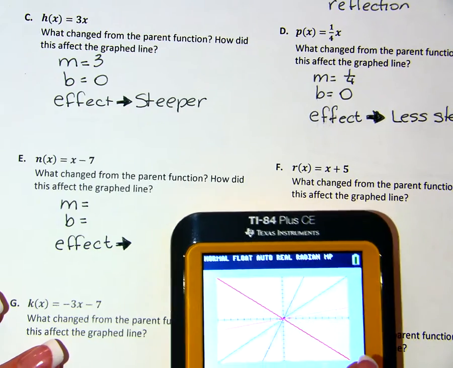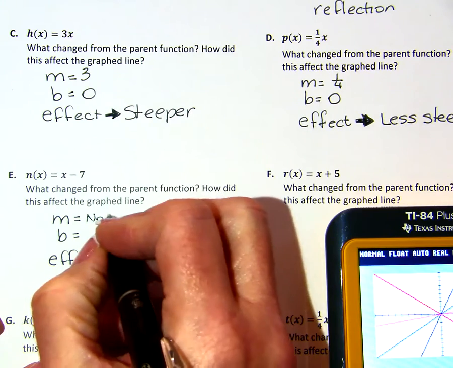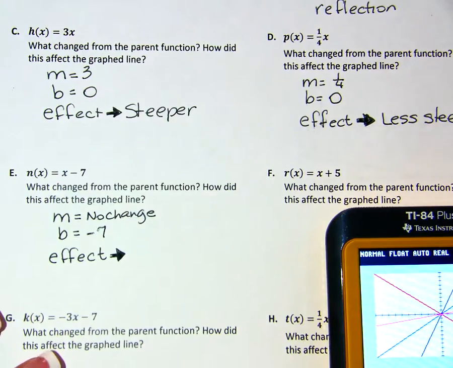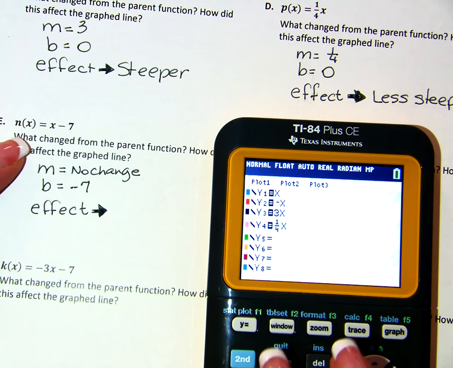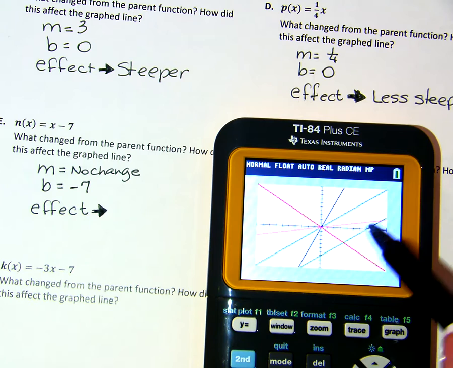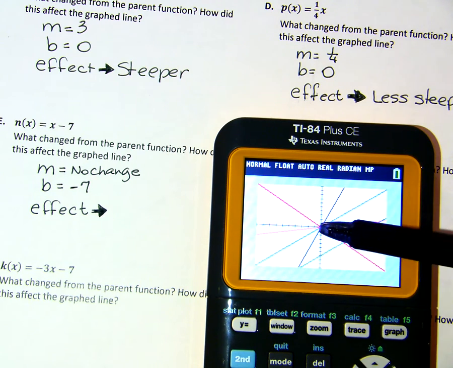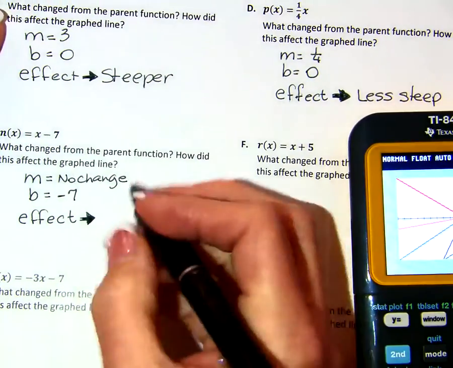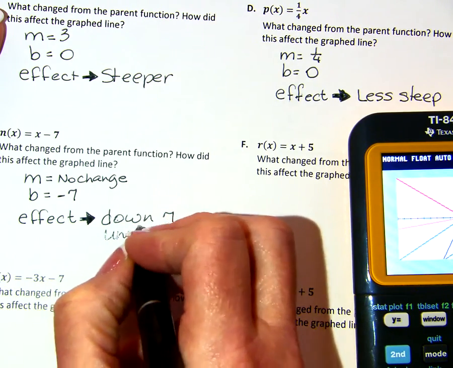Then we also have this one here where our slope has stayed the same. So this has no change. But our y-intercept is now -7. So when we go back to y equals, and we'll put this one in, it's going to be x subtract 7. We graph that. And remember, we're comparing this line to the blue line. Notice that their slopes are the same, so they are parallel, but the y-intercept has dropped down 7 units. So this one is a translation down 7 units.